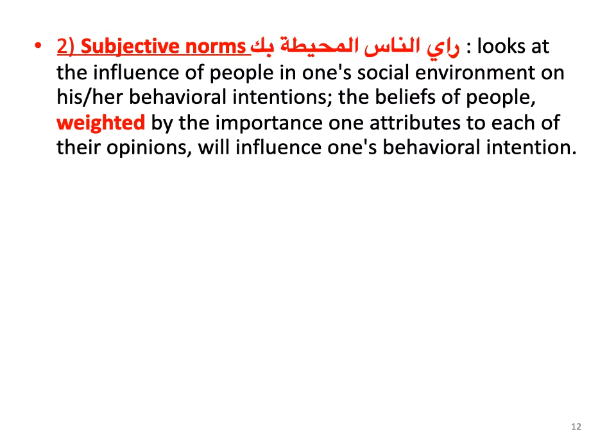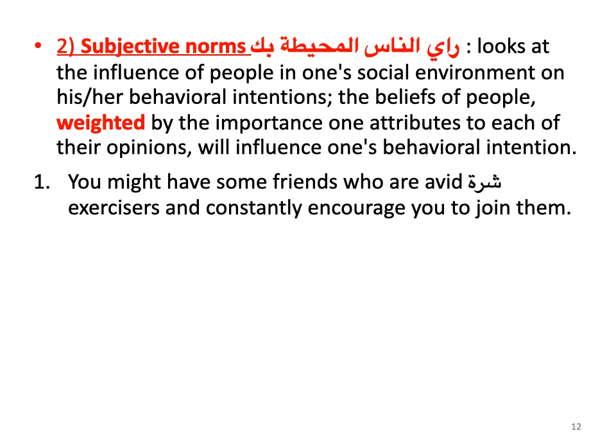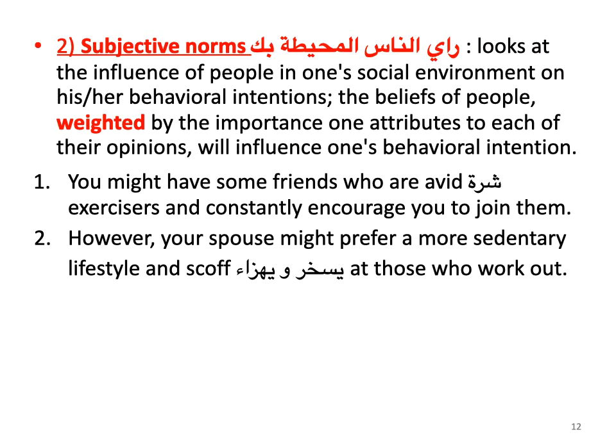Subjective norms look like the influence of people in the social environment on his or her behavior and intention. The beliefs of people are weighted by the importance attributed to each opinion. For example, you may have friends who prefer to do exercise and usually encourage you to do exercise. On the other hand, your spouse, for example, prefers a sedentary life and refuses to do exercise anymore.